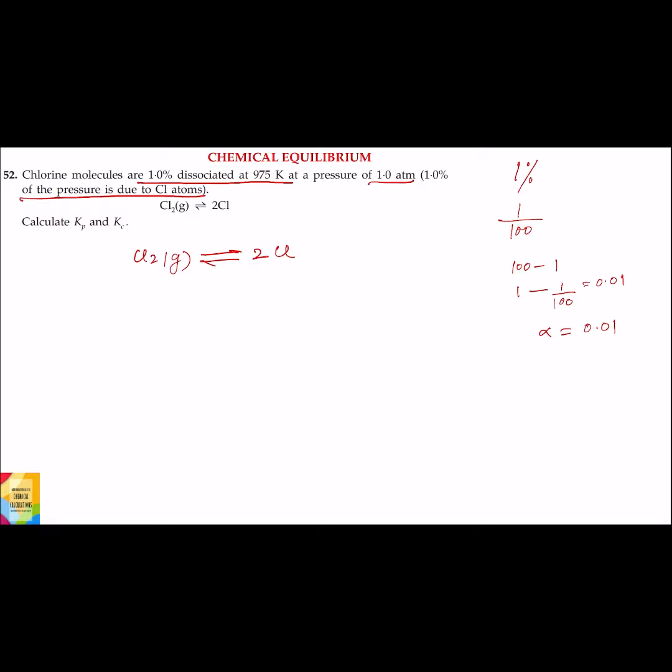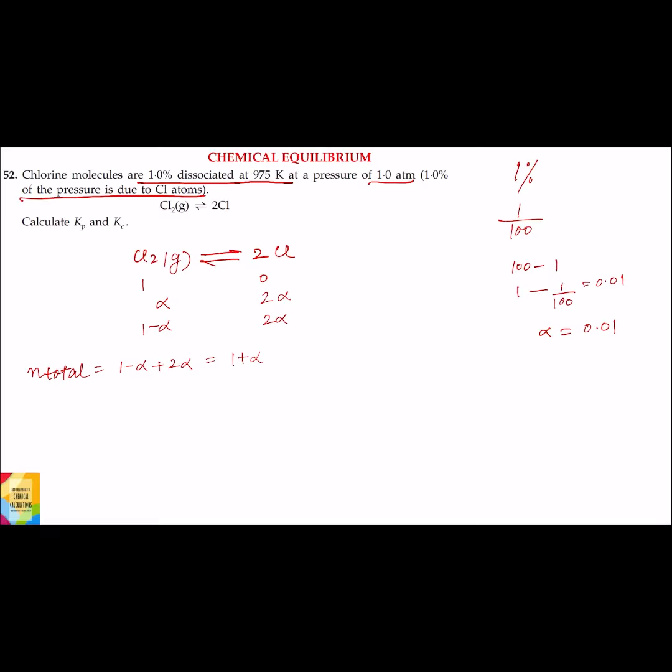So अगर initially 1 mole of chlorine present था, then amount of chlorine atoms was 0. Now after some time alpha moles of chlorine dissociated to form 2 alpha moles of chlorine atoms. Now at equilibrium amount of chlorine remaining will be 1 minus alpha and amount of chlorine atoms formed will be 2 alpha. Now total moles will be equal to 1 minus alpha plus 2 alpha, which is equal to 1 plus alpha.